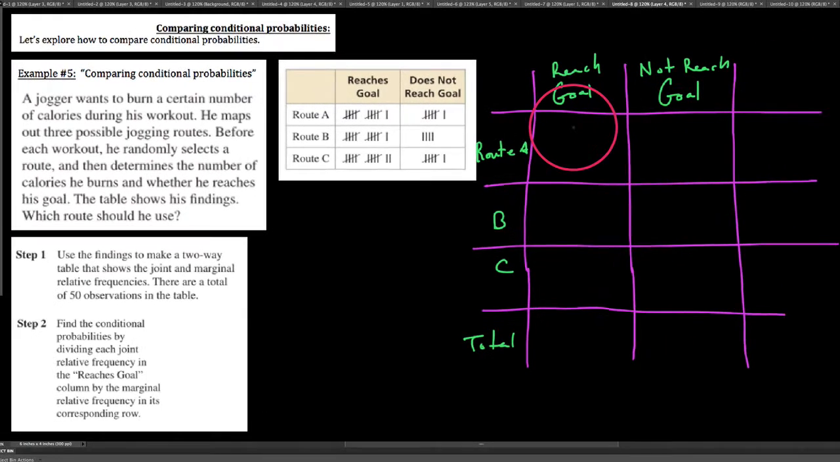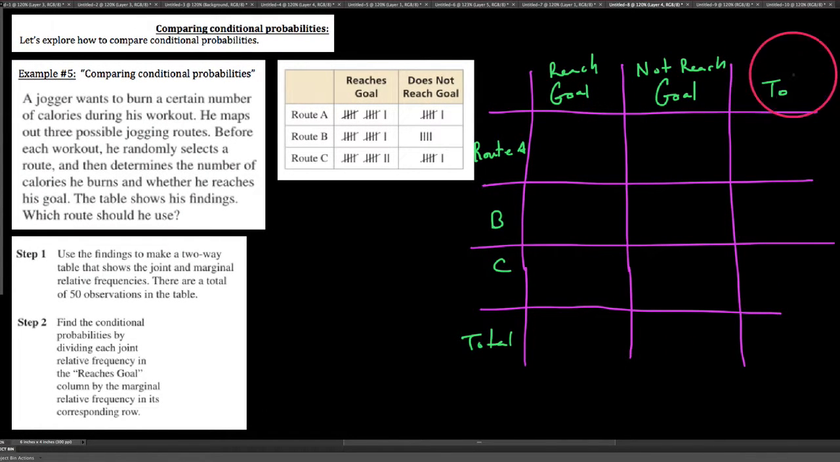Okay, so what I'd like to do is convert all of these tally marks into actual numbers. We know that there were 50 total observations. When we look at this, it looks like we have 5, 10, 11. So I'm going to write 11 here, and 6 here. That would be a grand total of 17 in that category. You notice I'm putting it in the corner because we're going to have to make some calculations here.